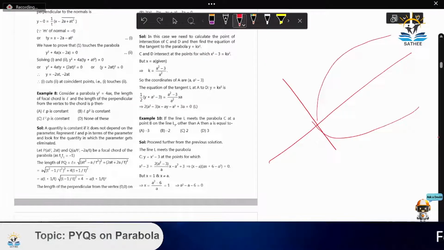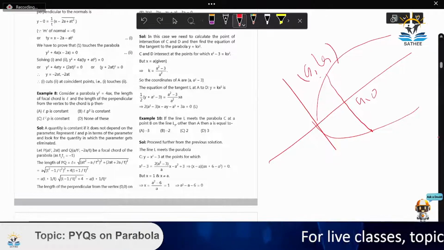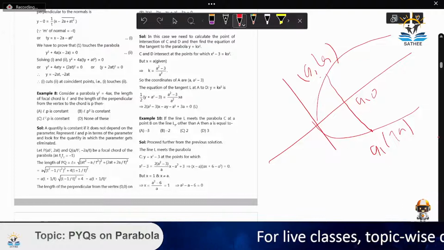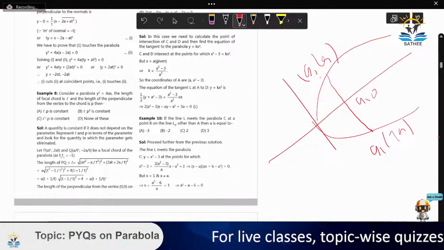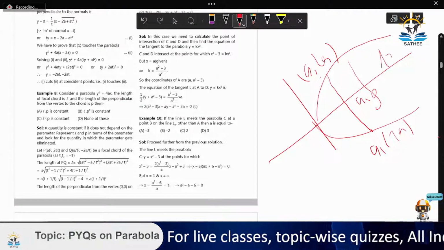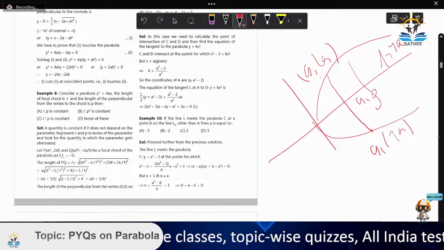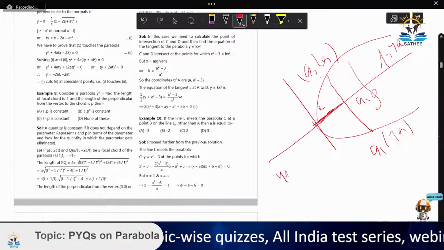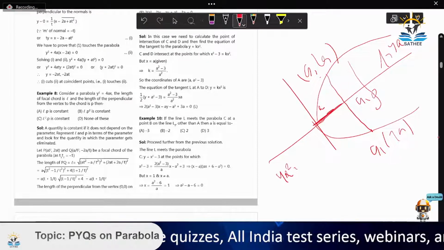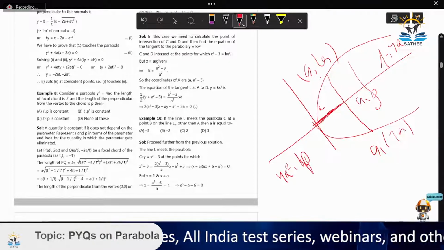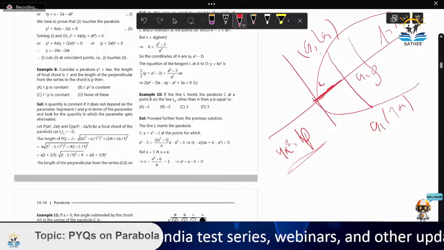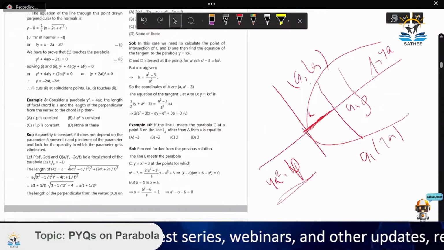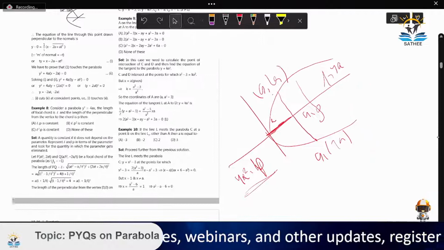An easier way of solving this question is to take the standard focal chord: a comma 0, this is a comma 2a, and this is a comma minus 2a. I know the length of the focal chord is 4a, so L becomes 4a, and the length of the perpendicular from the vertex is equal to a. This I got, but now I have to calculate the constant part. So that could be tricky, right? So let us take another example.